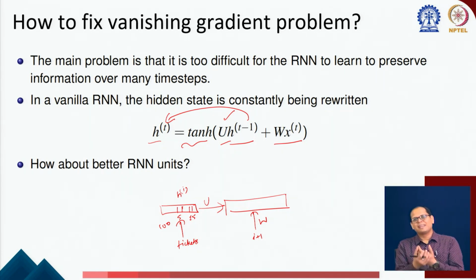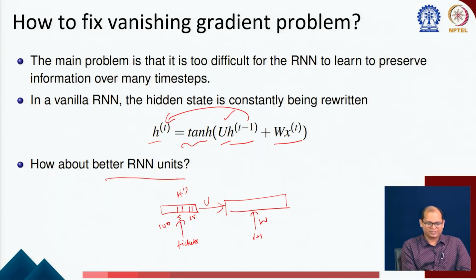So how do we equip them with some sort of memory over a longer time period? How can they keep memory over a longer time period? So we need some better RNN units. That's the idea.